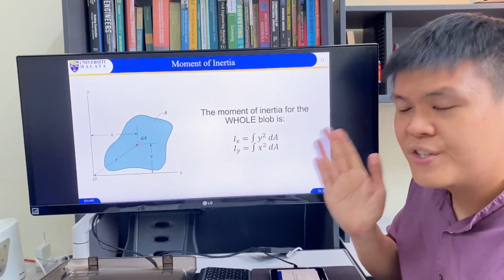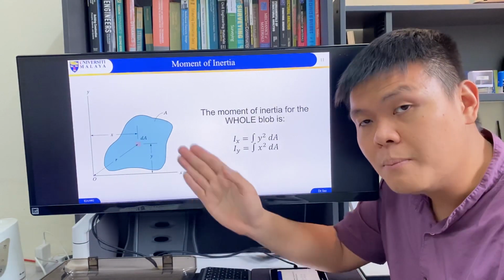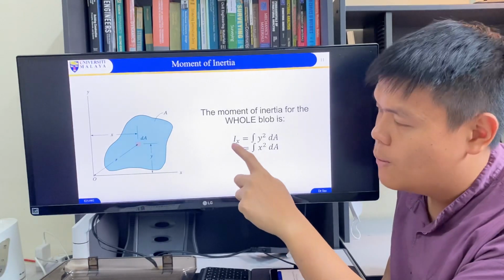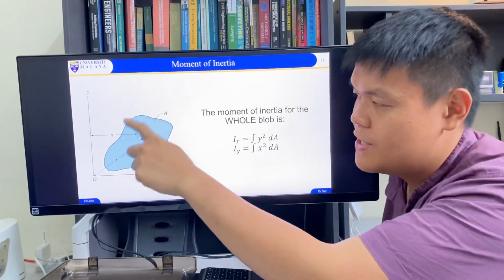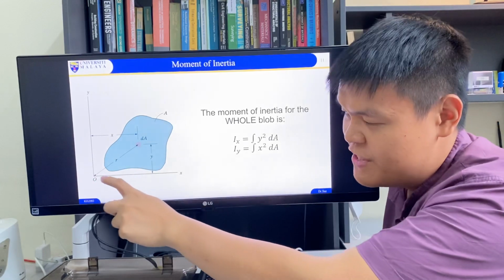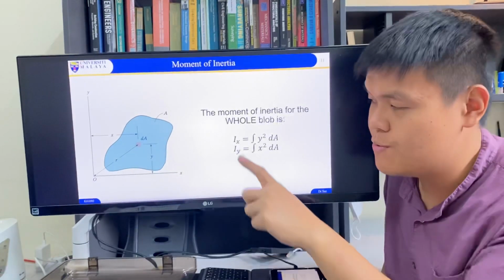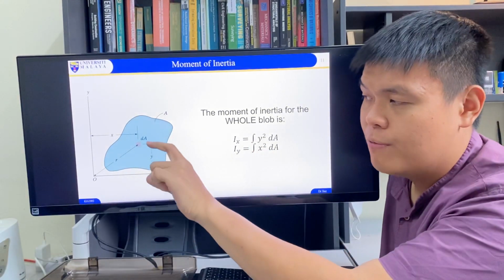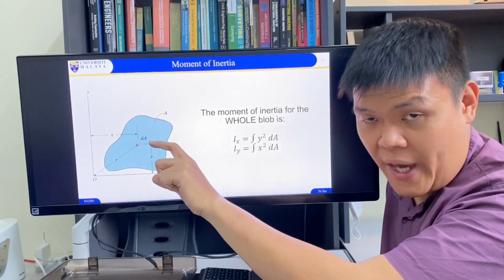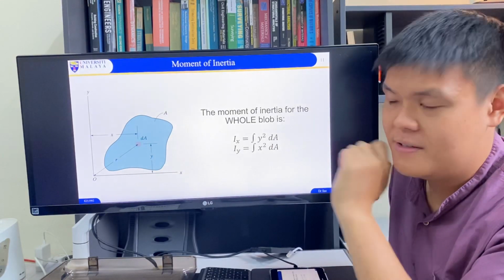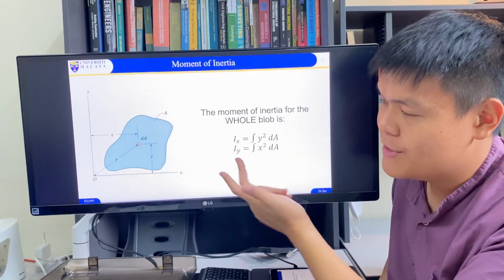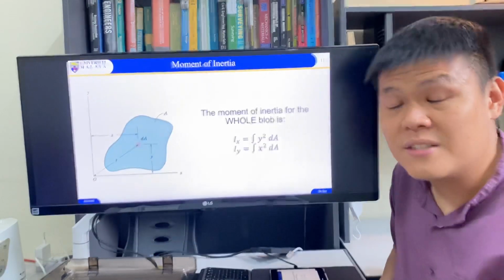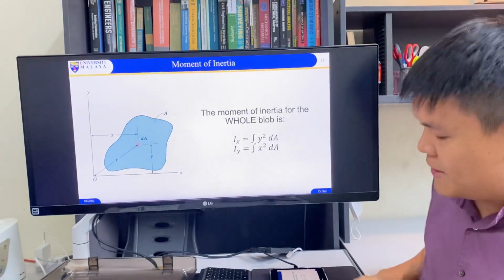So the moment of inertia for the whole blob is, we have two of them because there are two axes. One is Ix, which is the moment of inertia with respect to the x-axis, which is why we call it Ix. It is the integral of y squared times dA. Same goes with Iy, the integral of x squared dA, to get the moment of inertia with respect to the y-axis.